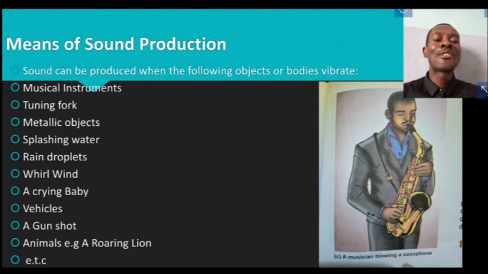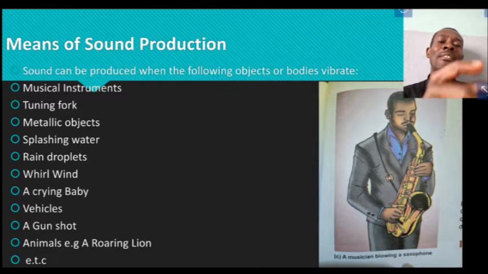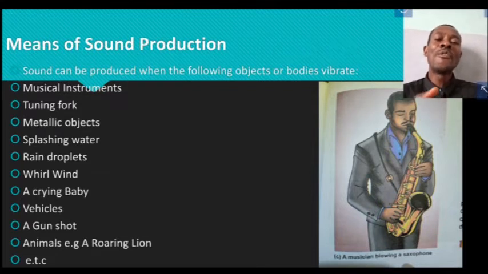So if you look on your screen as you're watching, at the right hand side you can see a musician, and what is he doing? He's playing an instrument known as saxophone. Now, how is he able to produce sound from the saxophone? Because he is forcefully pushing air into the instrument, and that air causes some parts of the saxophone to begin to vibrate.